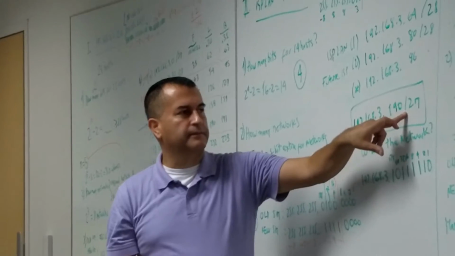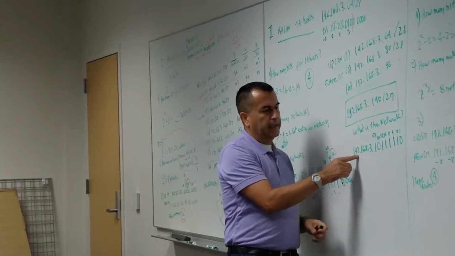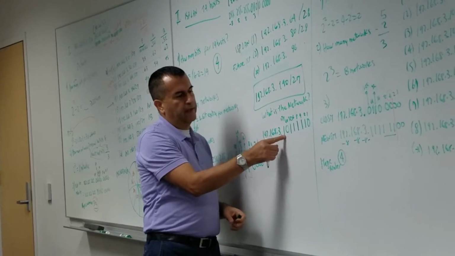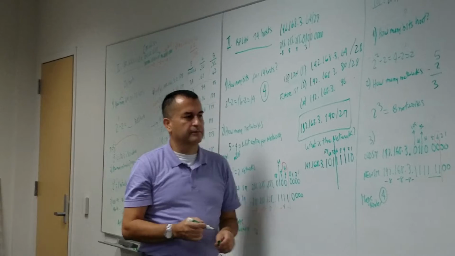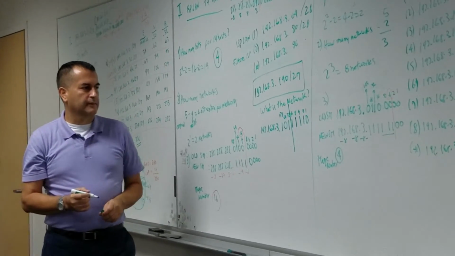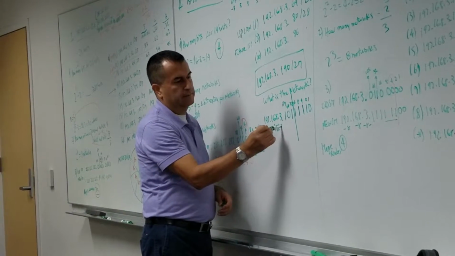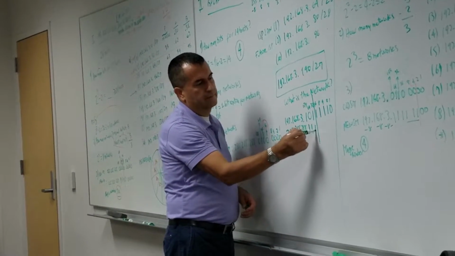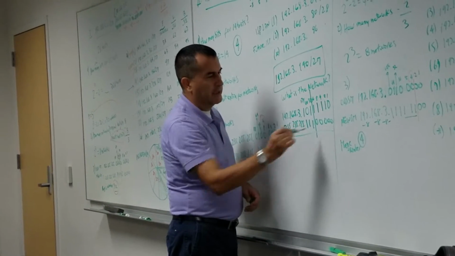What is this CIDR prefix? So it's going to be 8, 16, 24, 25, 26, 27, right here. Am I correct? And I'm just going to use the subnet mask and AND it.